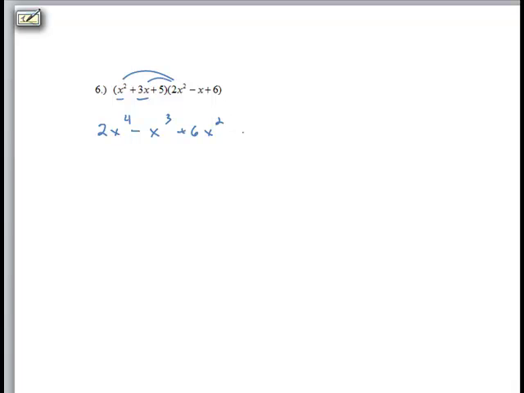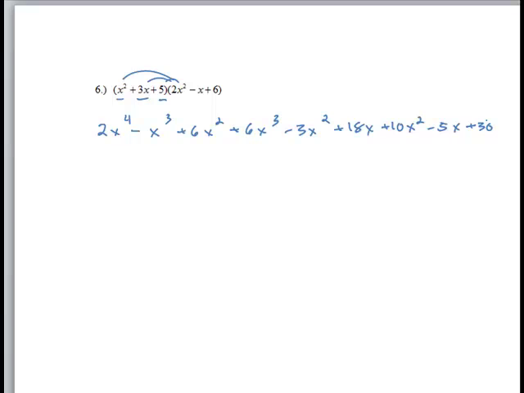3x times 2x squared, 6x cubed. 3x times negative x, negative 3x squared. 3x times 6, 18x. And still that third term, 5, distribute it into the second polynomial to give us 10x squared minus 5x plus 30.